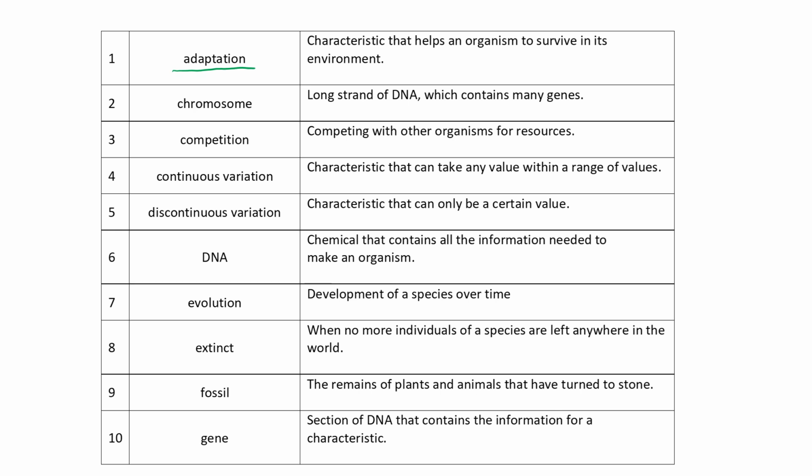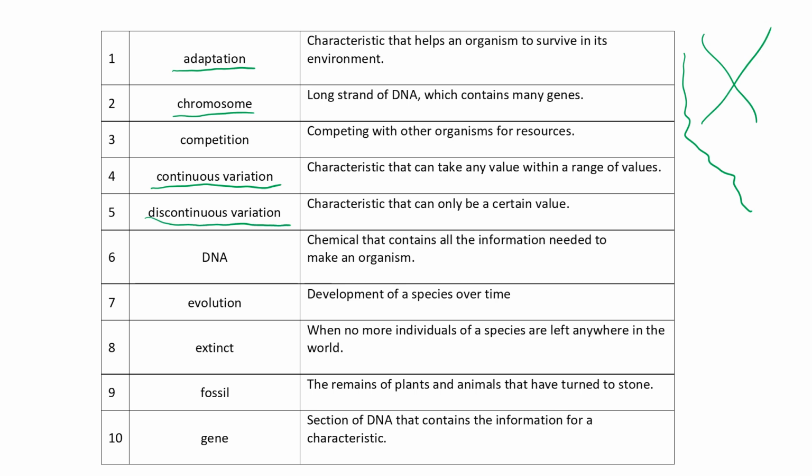So it's an adaptation. A long strand of DNA, which contains many genes, is a chromosome. It's often drawn like an X, even though it isn't really an X, it's actually one big long strand. Any value within a range of values is a continuous variation. Shoe size, height, okay, it's only tiny little incremental steps every single time. A characteristic that can be only a certain value: male and female.